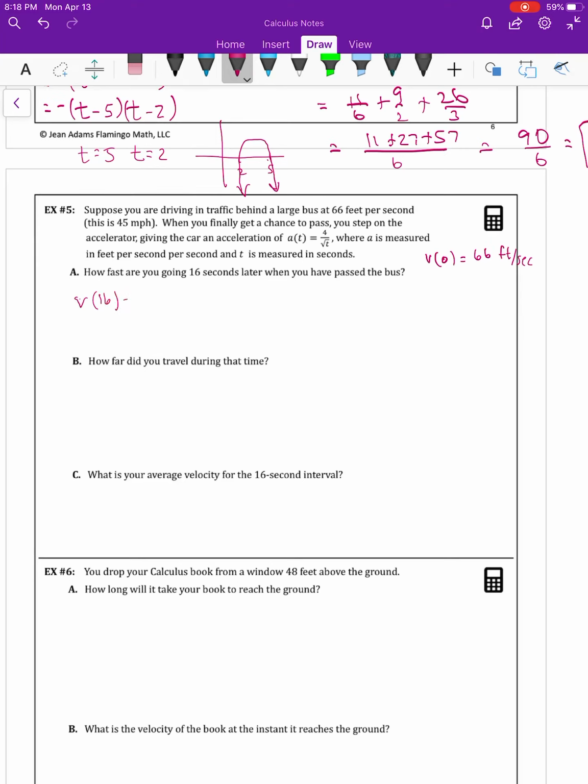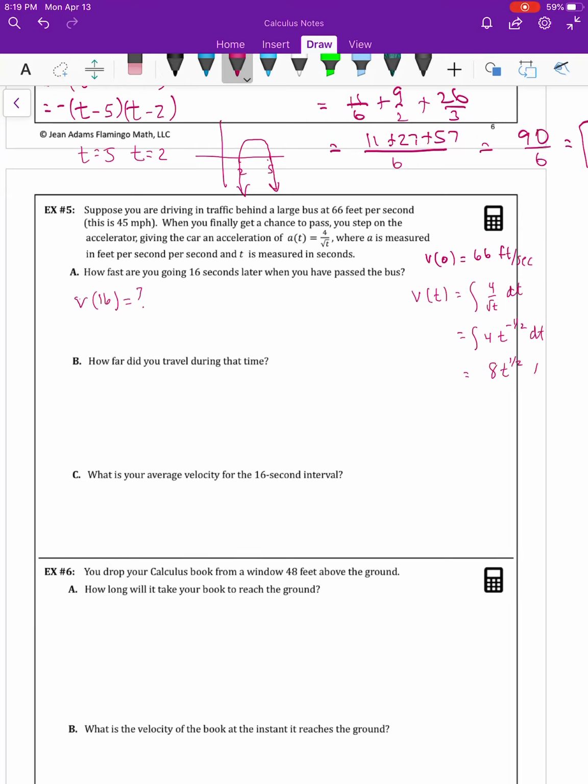So what they want to know is how fast you're going 16 seconds later. So they want to know what is your velocity at 16, right? Let's think about what our velocity is based on, because all they gave us was acceleration. So we could find velocity by integrating our acceleration function.